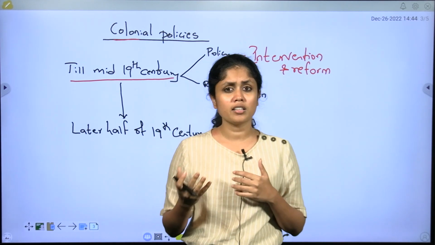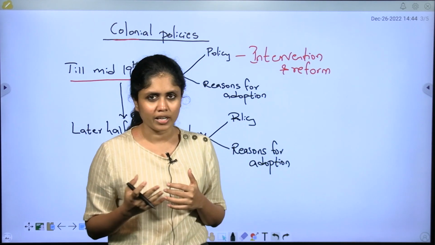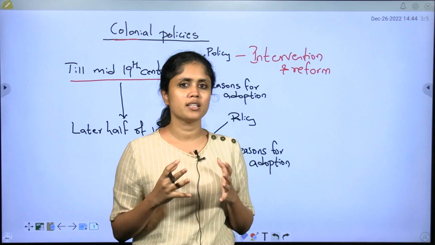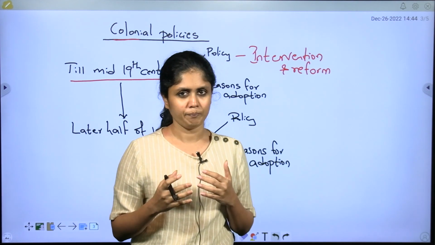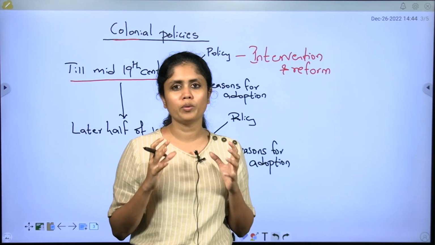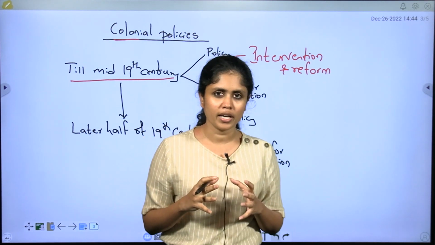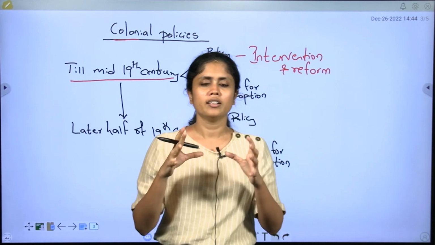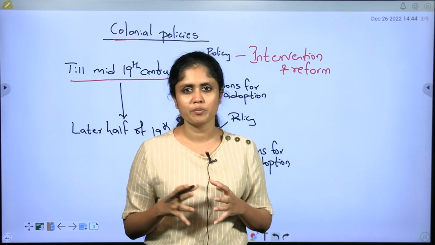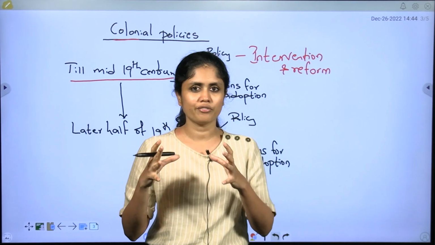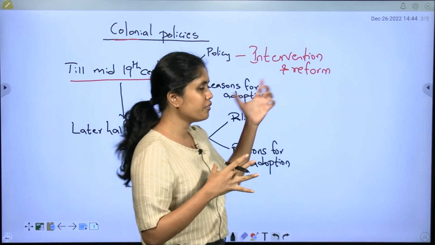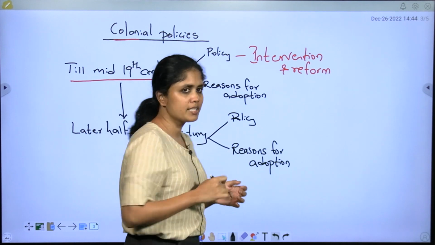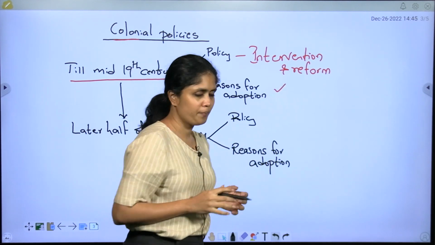And another important factor is the law and order factor. The Britishers viewed these nomadic tribes as those who are prone to crime, and they wanted to bring this problem under control, which is why they brought in the Criminal Tribes Act in order to curtail the activities or the movement of tribes in India, right? So these were the factors which led to the interventionist policy of the Britishers till mid 19th century. These are the reasons for adoption, right?